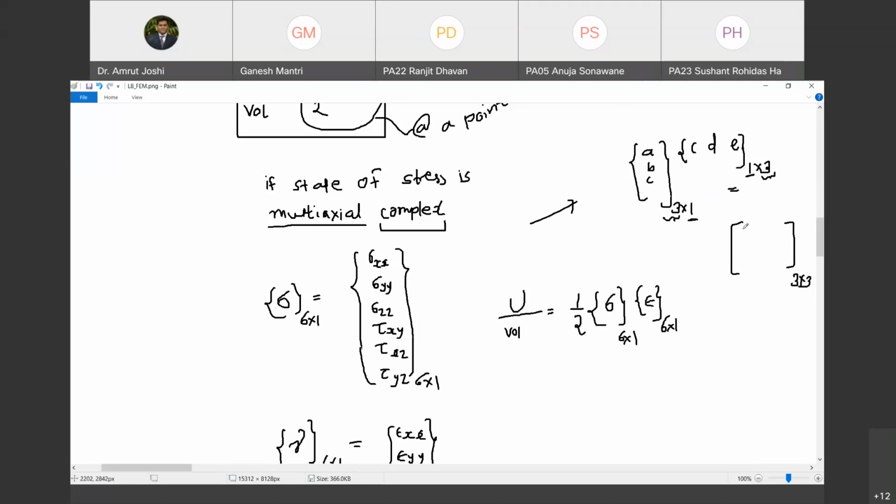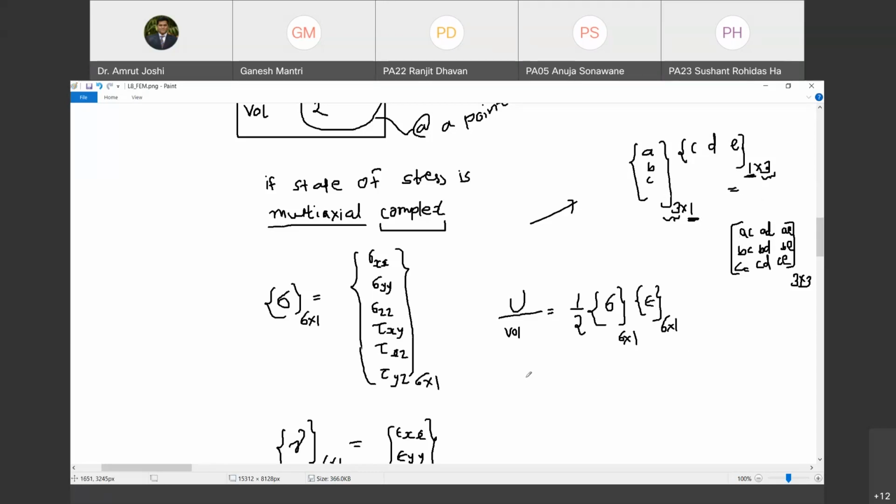And how do we do multiplication? So it is AC, then you are going to have AD, then AE, then BC, BD, and BE, then CC, CD, and CE. This is the multiplication. So for multiplication of the two matrices to be possible, what should happen? Number of columns of first matrix must match with number of rows of other matrix. Do you agree with me?